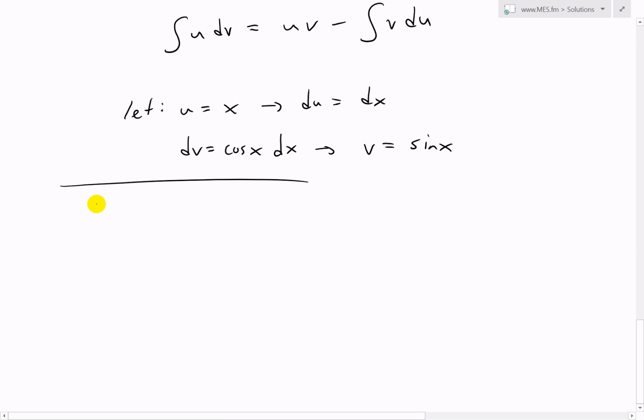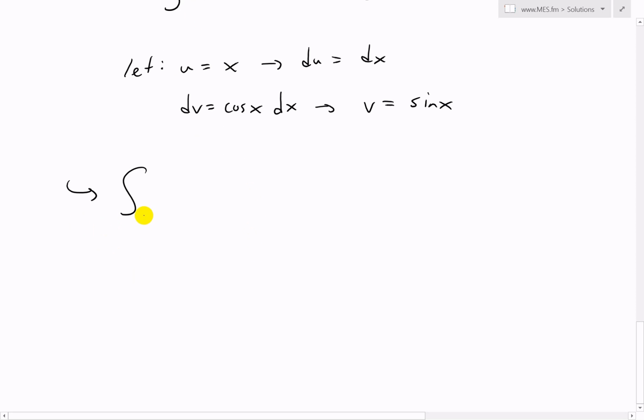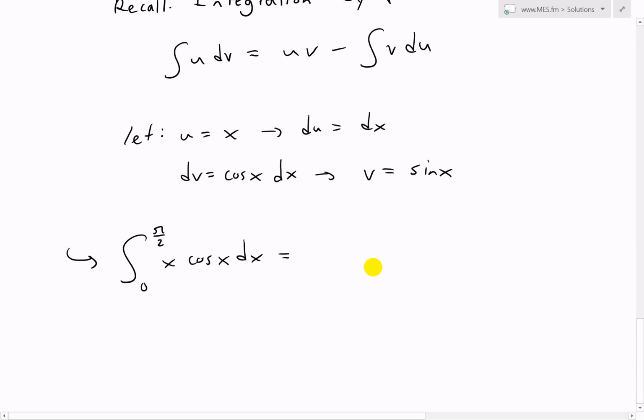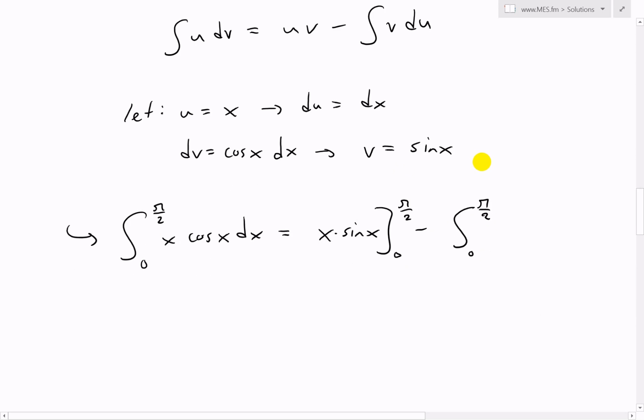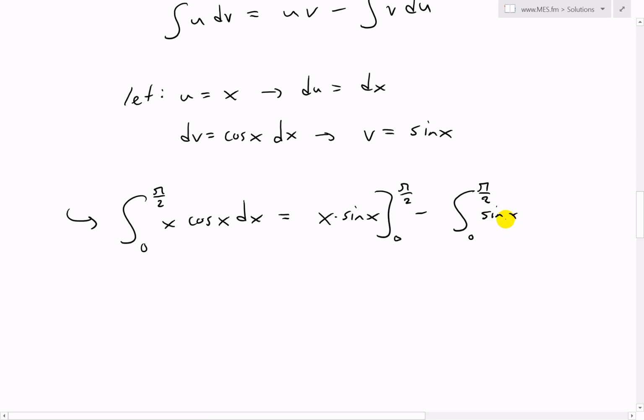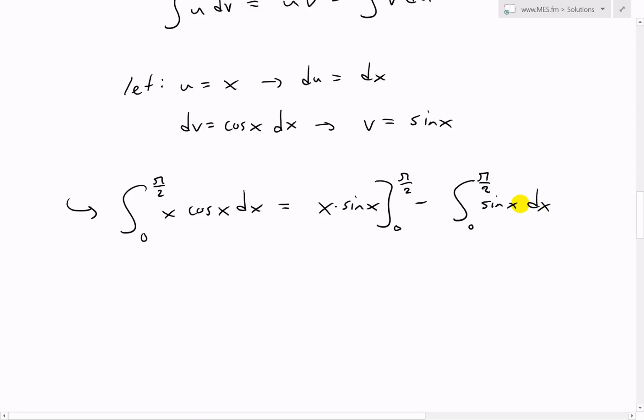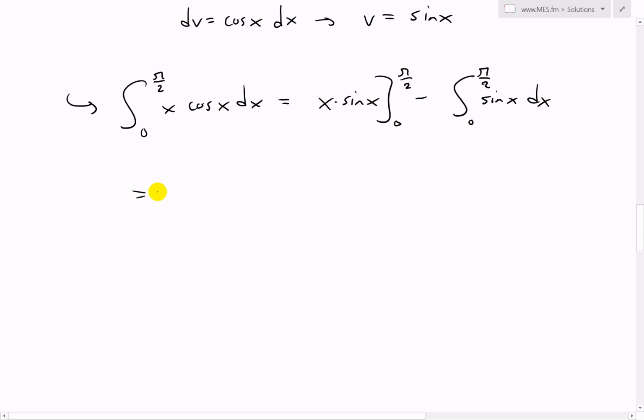So what we end up getting is, let's write it here. Now we just apply it for the definite integral. So the integral from 0 to pi over 2 of x cos x dx equals u times v, so x times sine of x, evaluated from 0 to pi over 2, and then minus the integral from 0 to pi over 2 of v du. So v is sine of x, and du is dx. So now we have a simpler integral right here that we can solve.